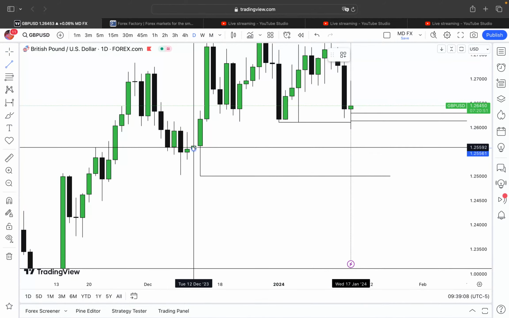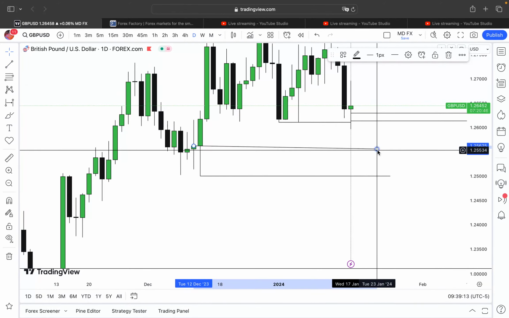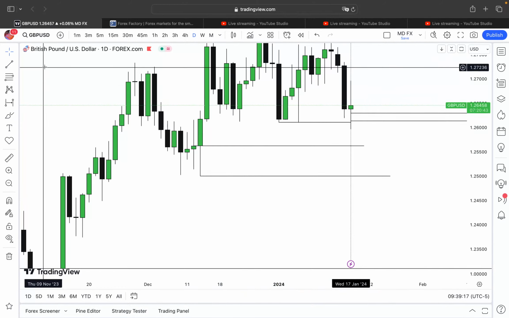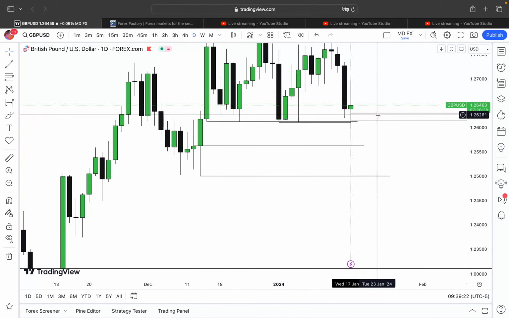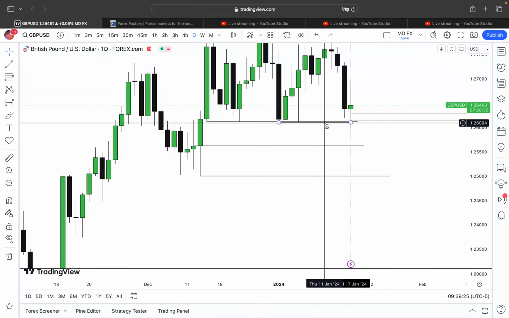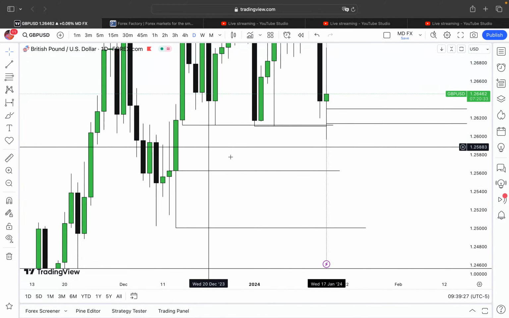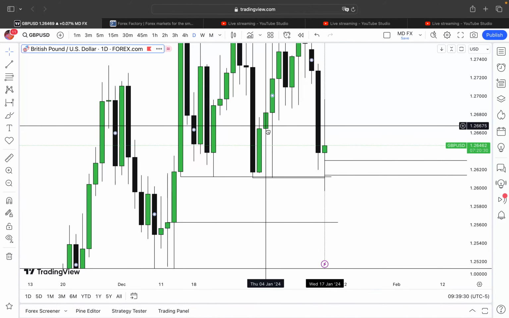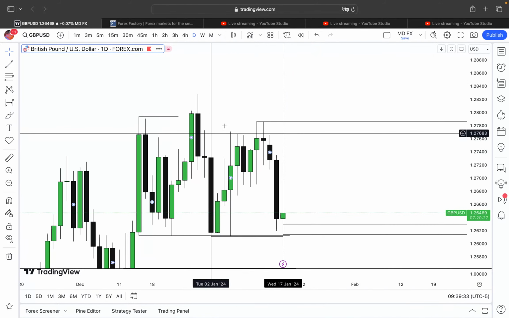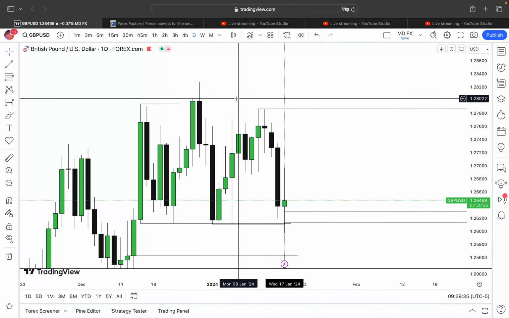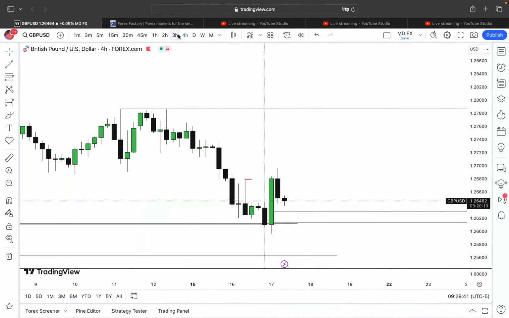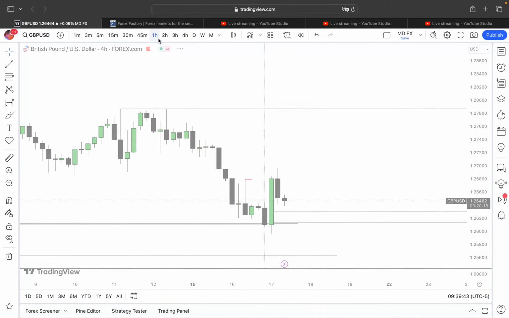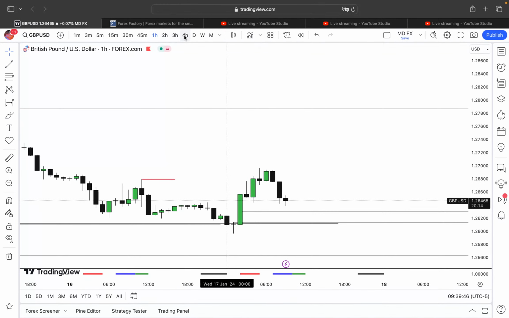This fair value gap, tagged it, and some might be looking at me, is this actually a fair value gap? Yeah, it is. So yeah, it tagged this daily fair value gap, took out sell side liquidity, and now it's trying to reverse back up to these equal highs we have over here. And practically it has not changed the trend. There's no trend change on GU right now.